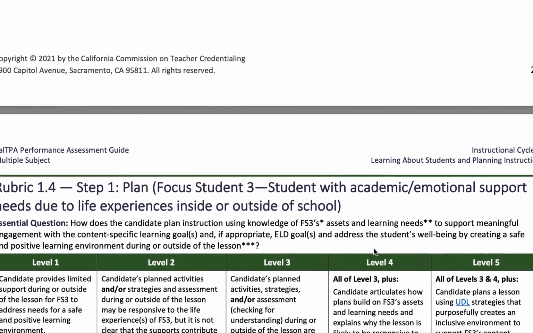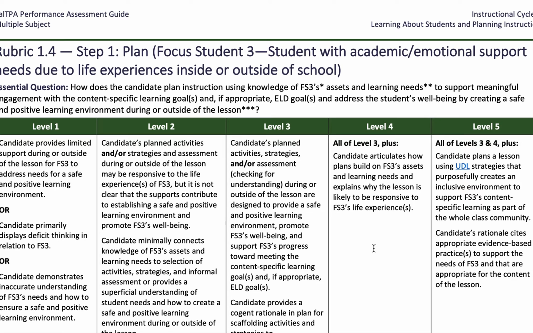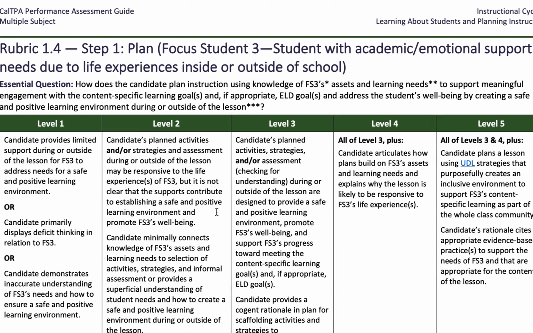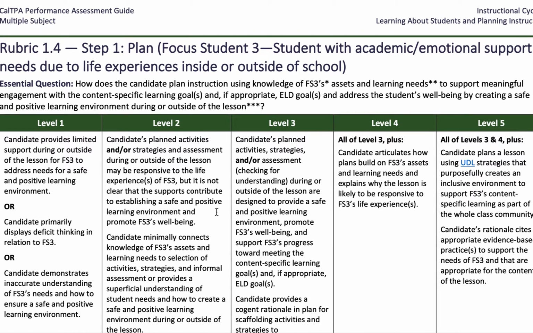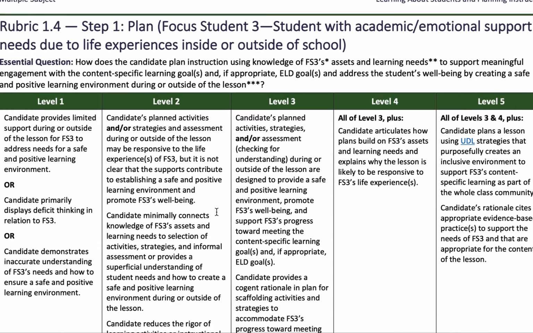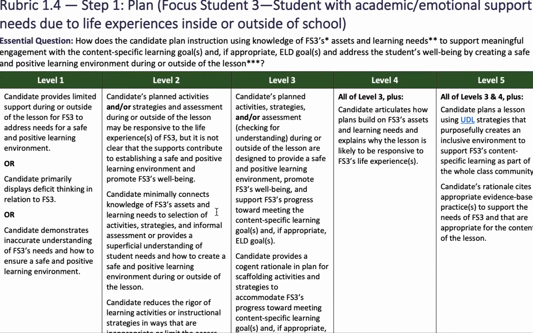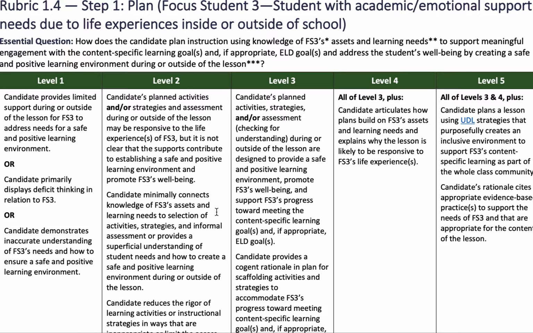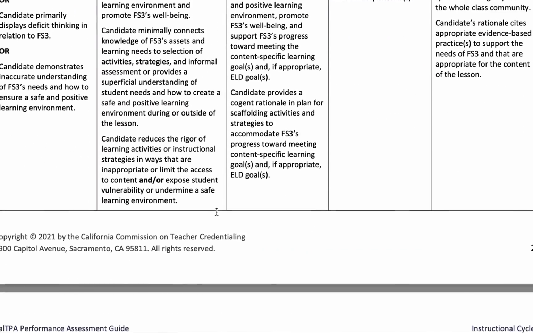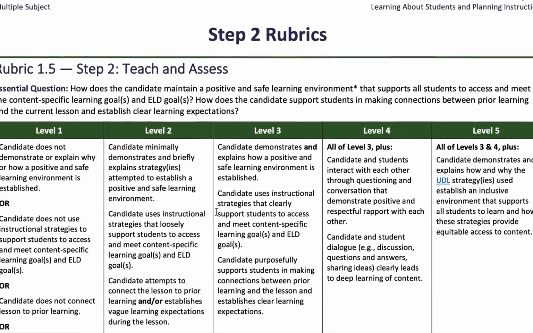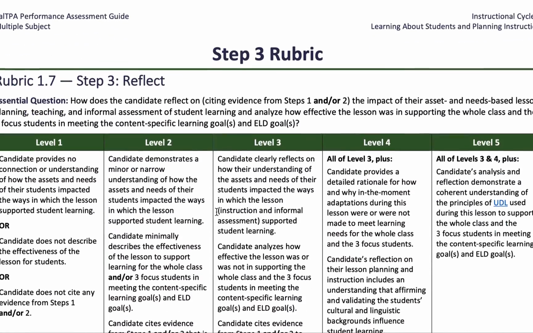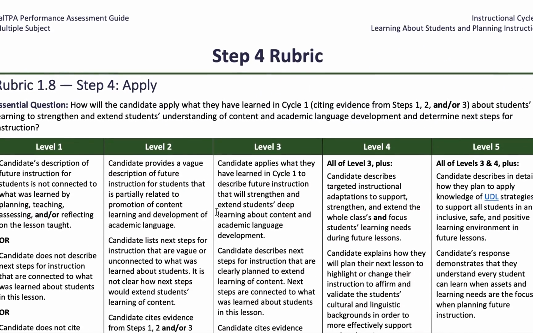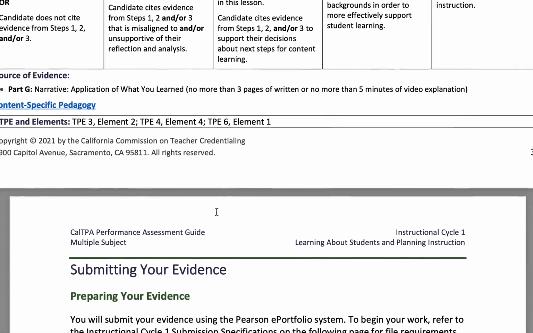And I'm just going to scroll through them. You need to take time to read each one. So for instance, rubric 1.4 is focus student 3. As you are working on that, look at what you're going to be scored on, and make sure you meet those expectations. Okay, so there's the rubrics. There are 8 rubrics for cycle 1.